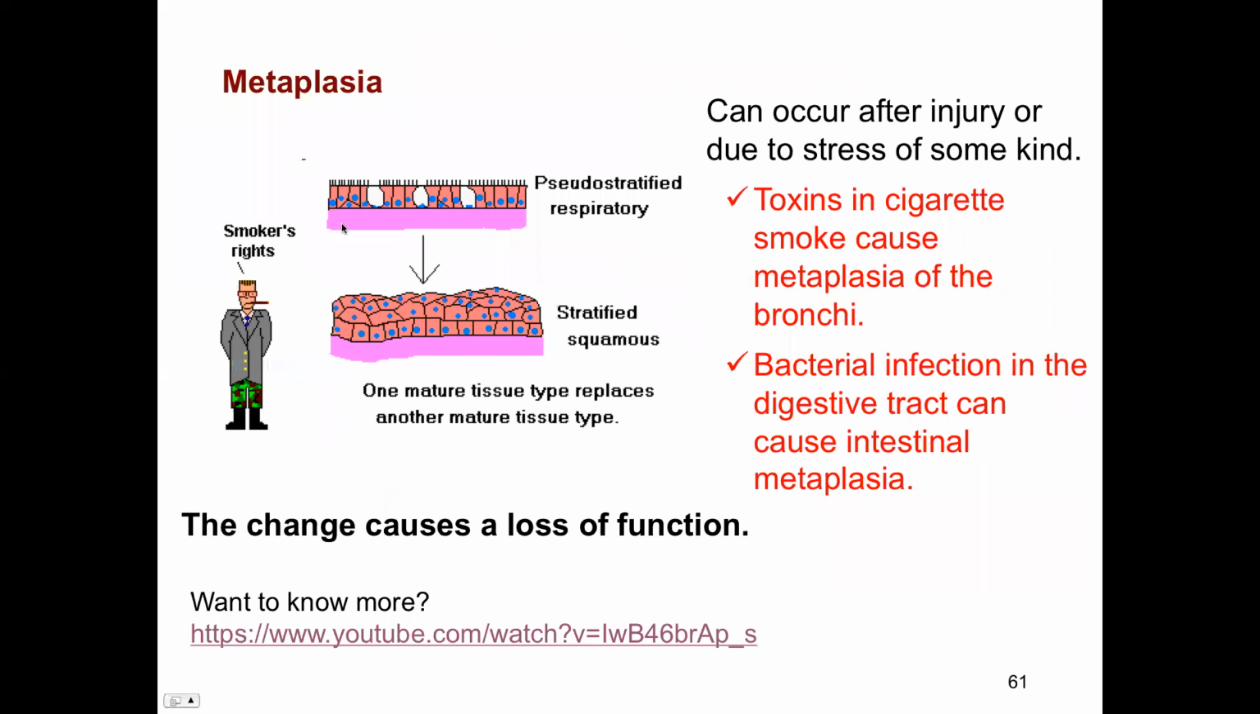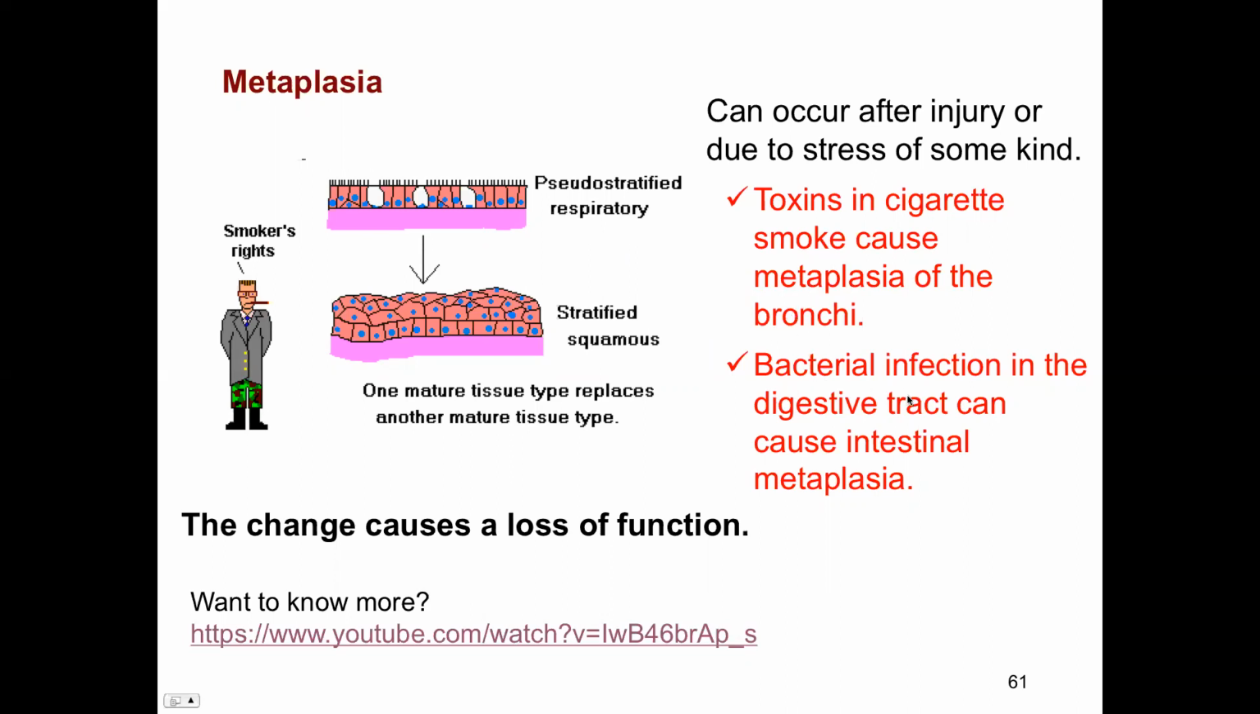Here's my slide on metaplasia. This is kind of a weird thing. Now, importantly, when you're having one type of cell convert to another, you're going to lose function, all right? And here, if you're interested, you can follow this link and listen to this guy talk about his experiences. He's an expert on metaplasia. But when would you have this? Well, toxins due to cigarette smoke can cause metaplasia of the bronchi. So all of a sudden, you're not going to be able to breathe as well, and you won't be able to transport gases as well.